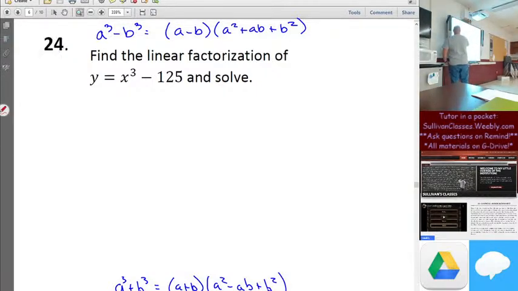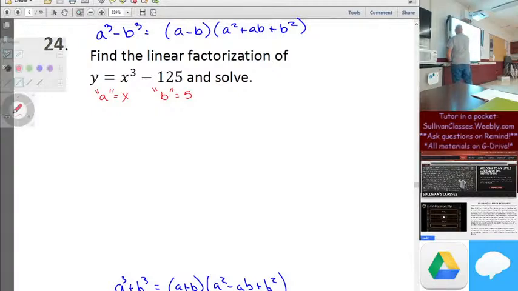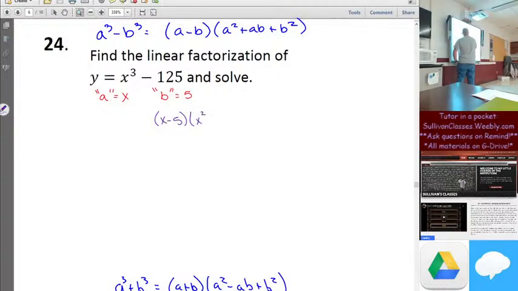And I say, what cubed makes x cubed? And what cubed makes 125? So I'll jam x and a 5 in everywhere I see a and a b up there. Nope. Because the difference of cubes is taken care of in the formula. So this is going to factor into x minus 5, x squared plus 5x plus 25.